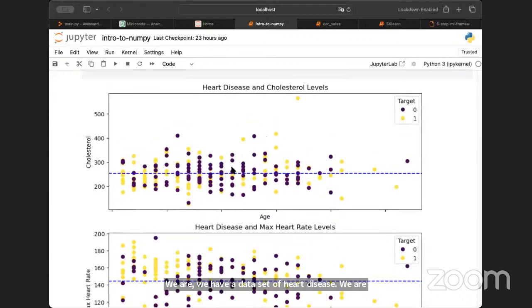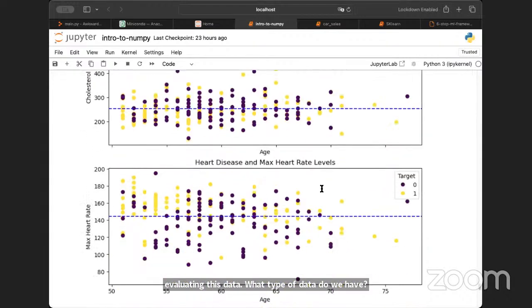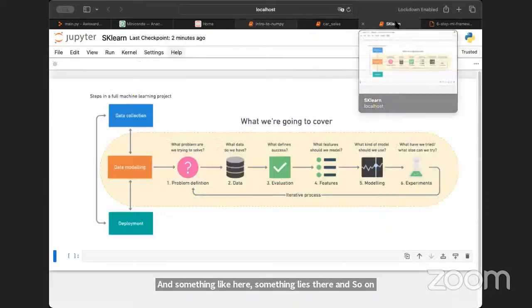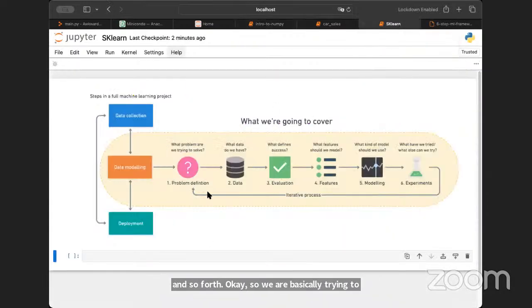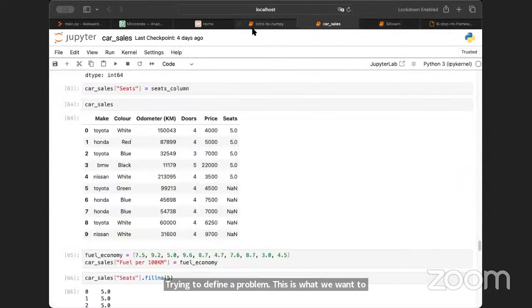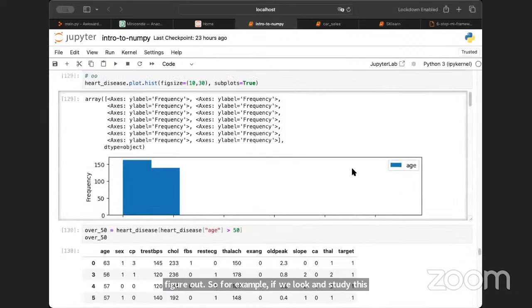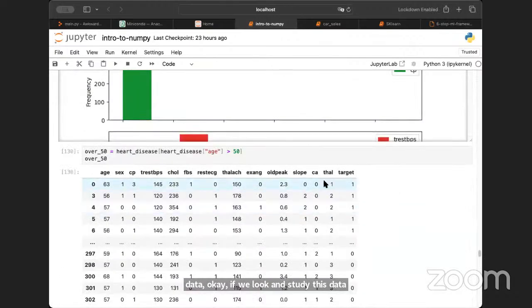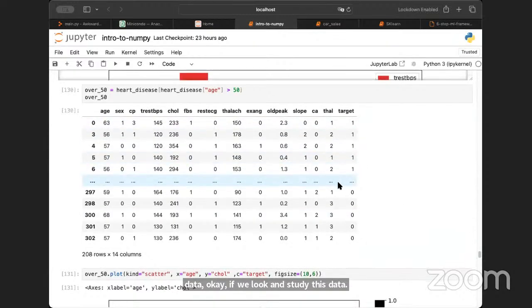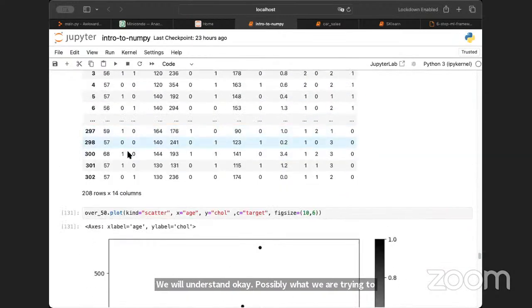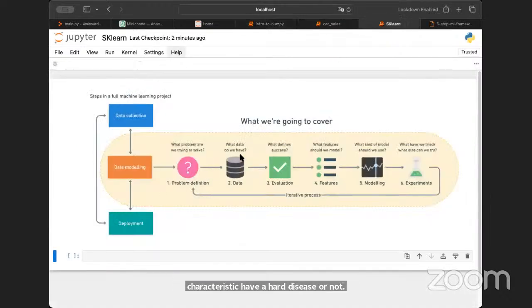Okay, this is the kind of data we have, this cholesterol data and so on and so forth. Something lies here, something lies there. So we are basically trying to explore and understand, trying to define a problem. This is what we want to figure out. For example, if we look and study this data, possibly what we are trying to figure out is how many people with certain characteristics have a heart disease or not, right? So that is problem identification.